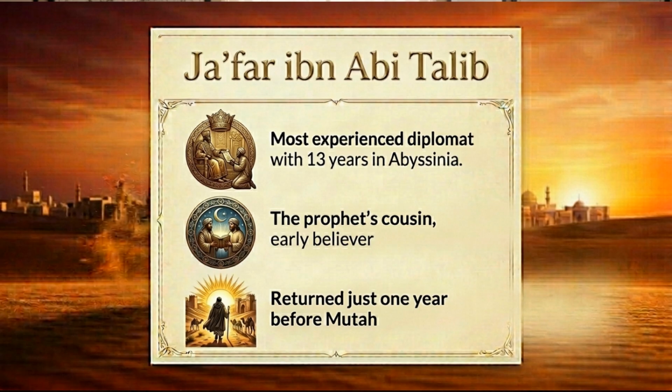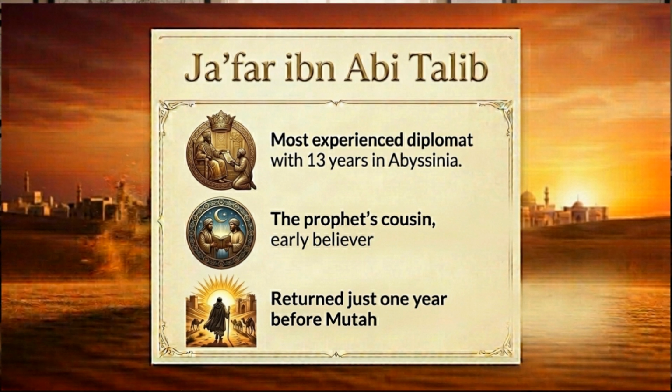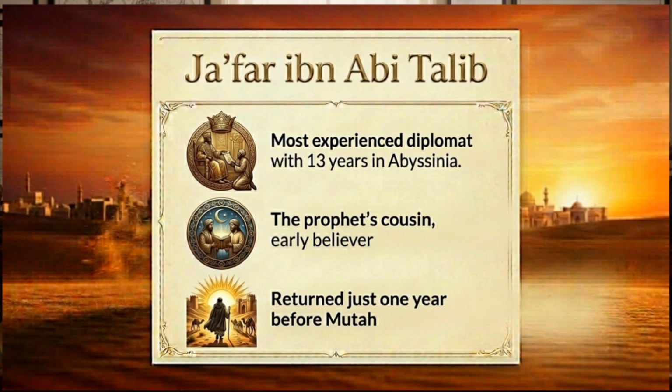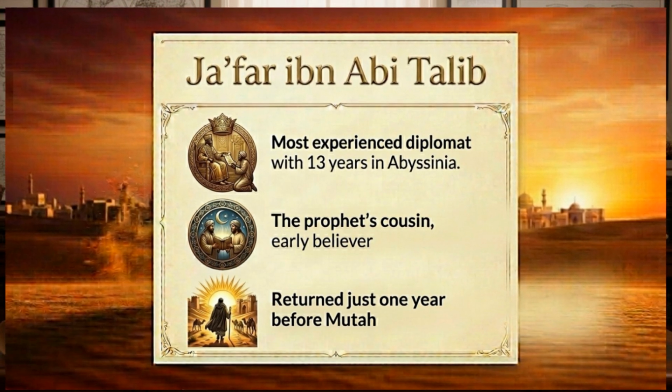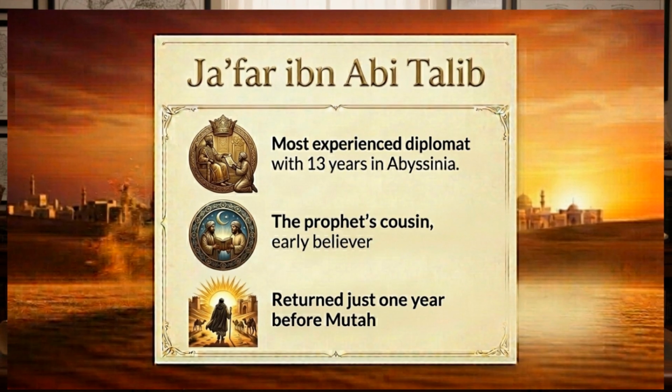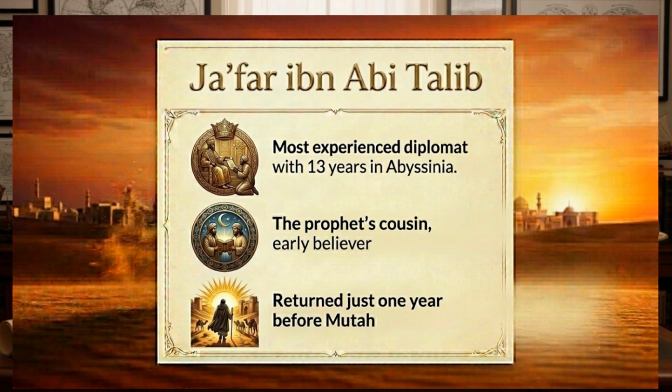But things become far more interesting when we look at the profiles of the other 2 men. The second commander is Ja'far ibn Abi Talib, the cousin of the Prophet. Before Mutah, Ja'far had spent around 13 years in Abyssinia, modern-day Ethiopia and Eritrea. He was not simply a refugee there, he served as the leader and spokesperson of the Muslim community in exile. During that time, he played a key diplomatic role.